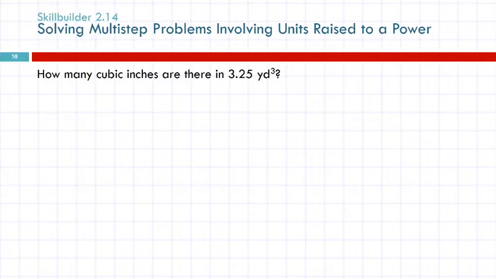How many cubic inches are there in 3.75 cubic yards? Well, there's only one number in this problem, so that must be what we're starting with. 3.75 cubic yards, and we're trying to get to cubic inches.